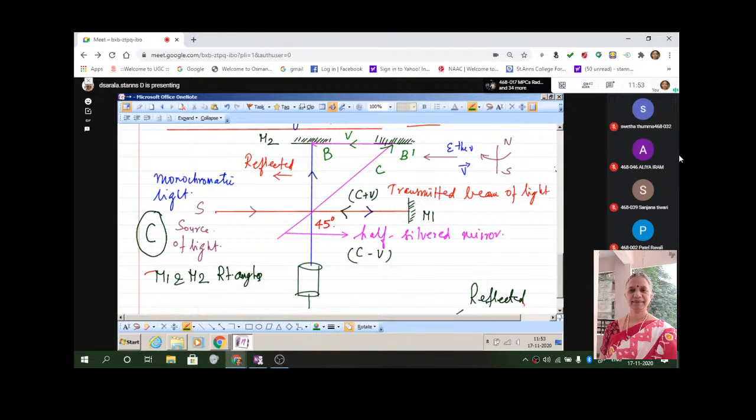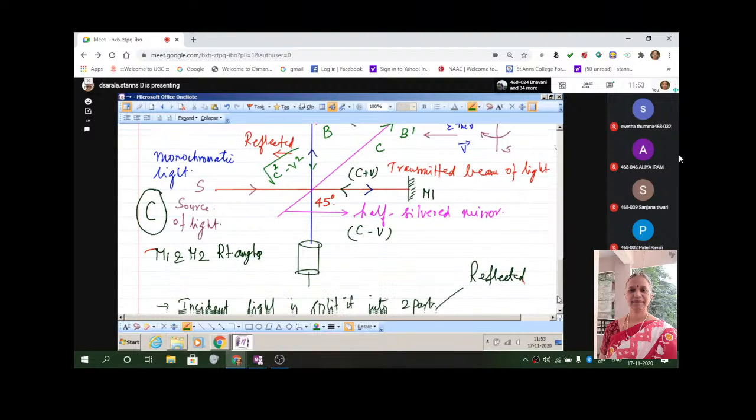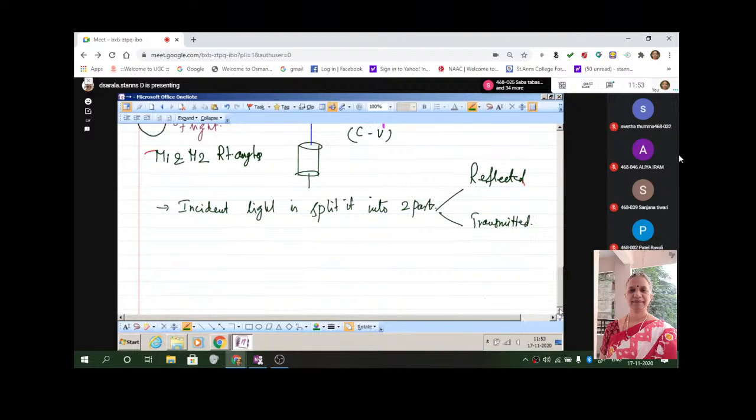And this is a right angle triangle. So this beam which was reflected back will be moving with what velocity? Square root of C square minus v square. What am I applying? I am applying the Pythagoras theorem. C being greater than v, the square root of c square minus v square is the velocity with which the light is reflected back.